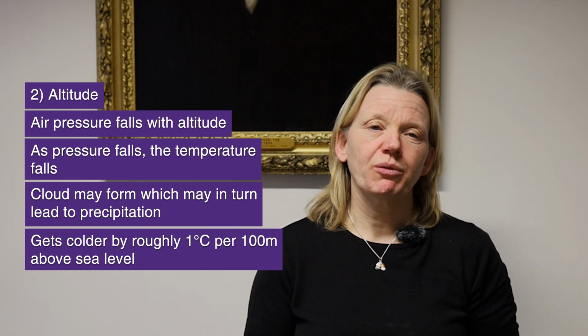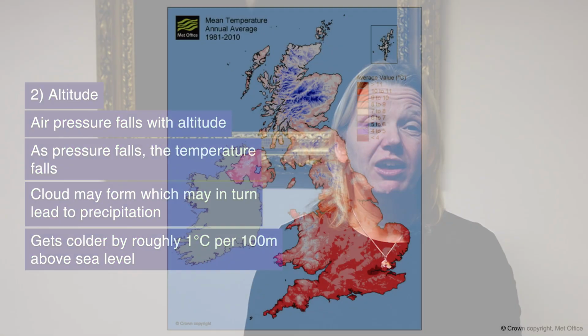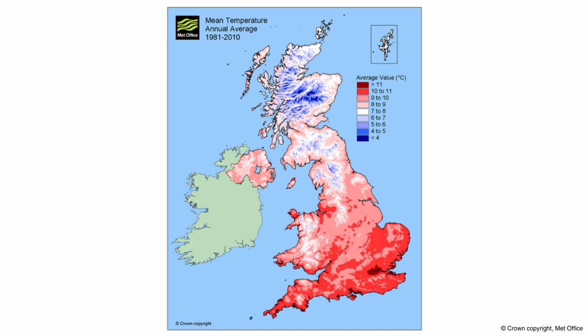It gets colder by roughly 1 degree Celsius per 100 metres of increased altitude. The UK temperature map shows that the upland areas of the Pennines, the Lake District, Exmoor, Dartmoor, the Welsh Mountains and the Highlands of Scotland all stand out as having colder temperatures.